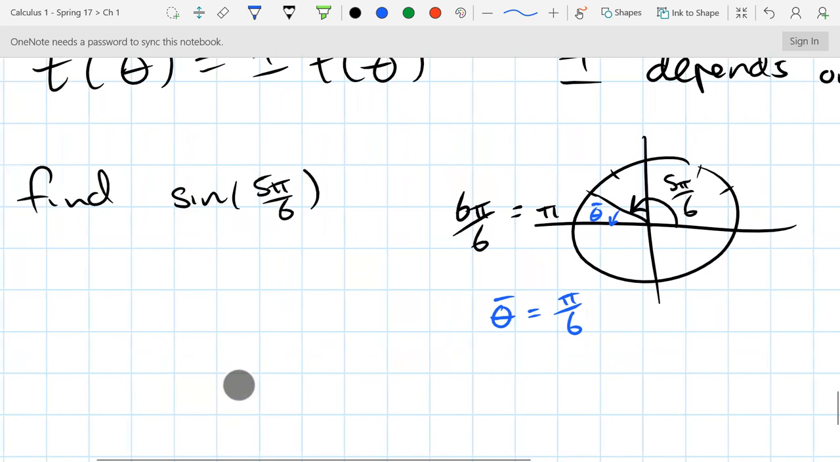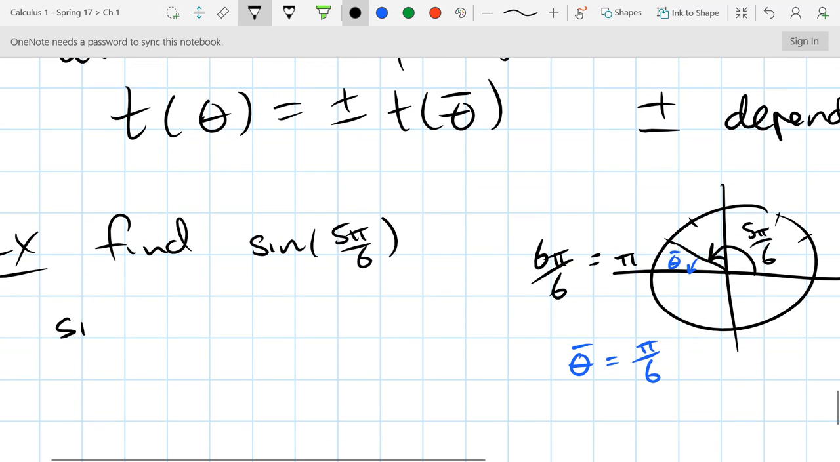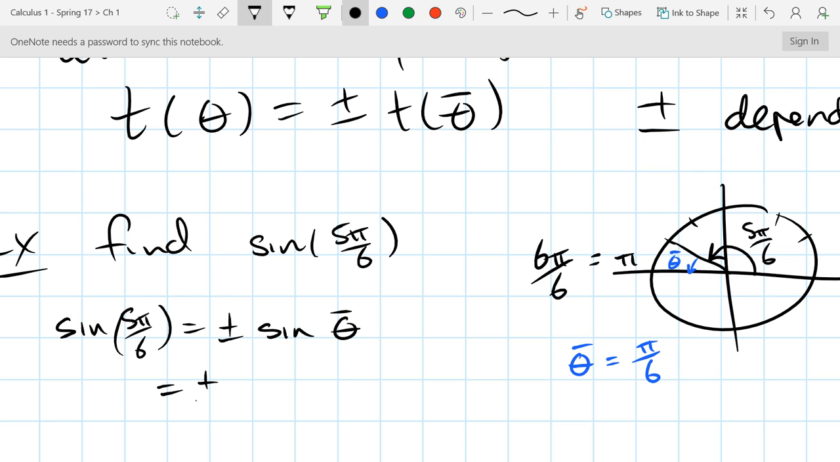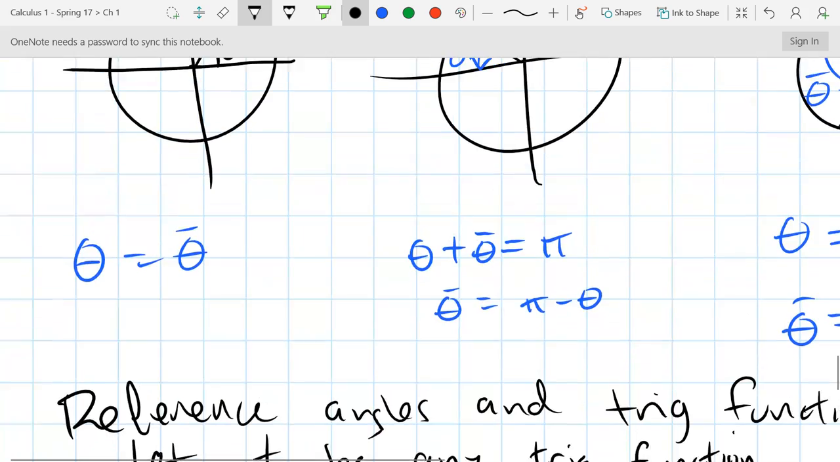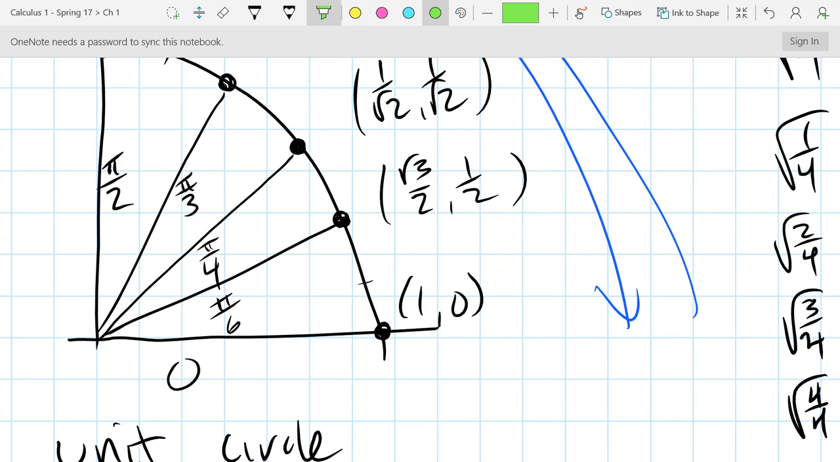All right, so we know sine of 5 pi over 6, according to what we wrote right above, equals plus or minus sine of theta bar. And theta bar is pi over 6. So we can run right above and see what sine of pi over 6 was. Here's pi over 6. There's an angle pi over 6. Sine is the y value. So we're going with the 1/2 right there.